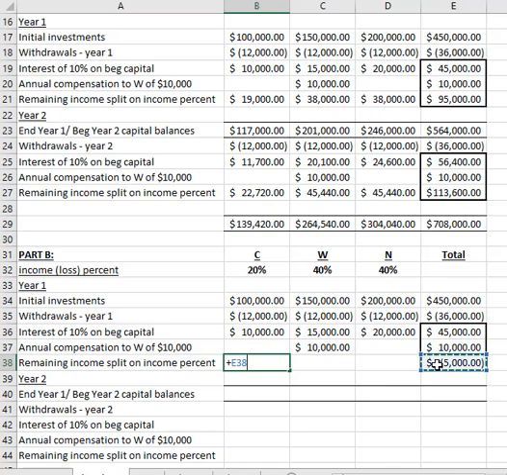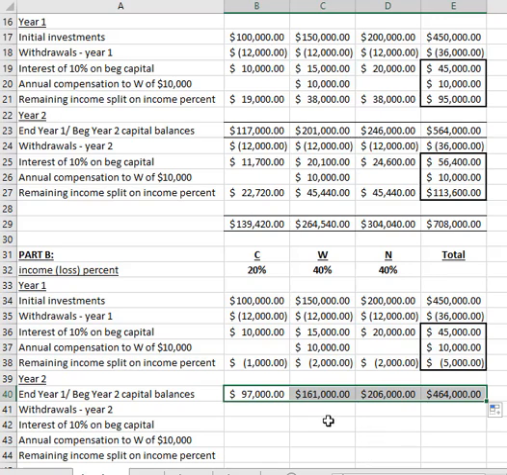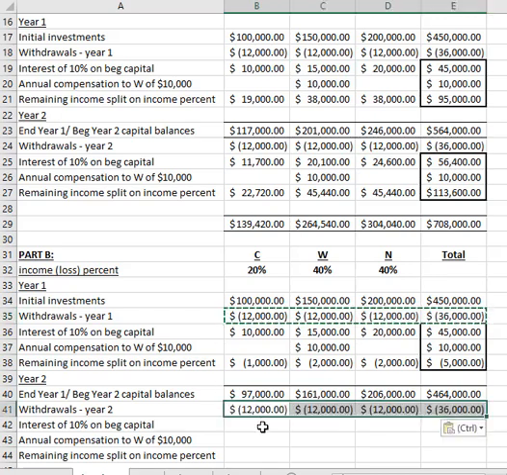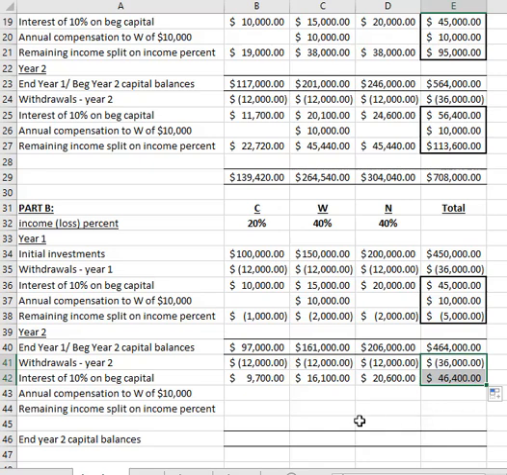So you would assign their share of the negative. And then add those all up to get the end of year 1, which is the same as the beginning of year 2. And so year 2, we still have the same withdrawals. Now the 10% is on a different amount because the income allocated differently because the profit was different.